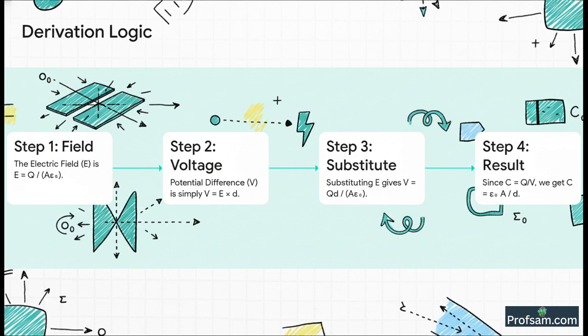And finally, step 4. We know the basic definition of capacitance is C equals Q over V. So we just rearrange that equation from step 3 and boom, we get our final result. C equals epsilon naught A over D. See? It's all connected. No magic, just physics.